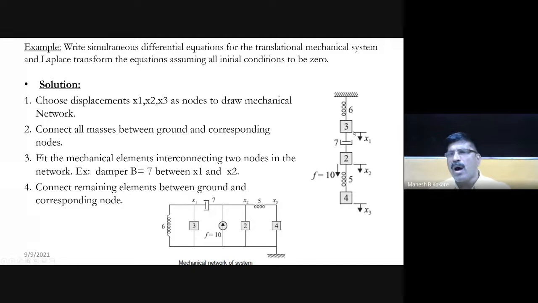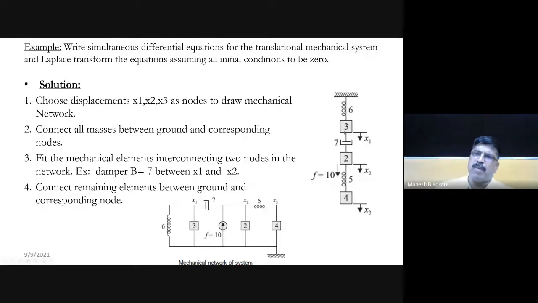Now, with X1, how many elements are associated? One spring is associated, then mass is associated, and then this dashpot is also in between X1 and X2, right? So when you are connecting this spring element and mass element to X1, you know that one end of the spring element is connected to the ground. So we have considered this as a ground. This spring having coefficient equal to 6 is connected between X1 and the ground. One end is connected to the ground, and another end goes to the nearest displacement point. So the nearest displacement point is X1, right?